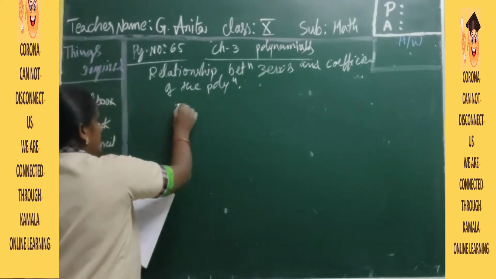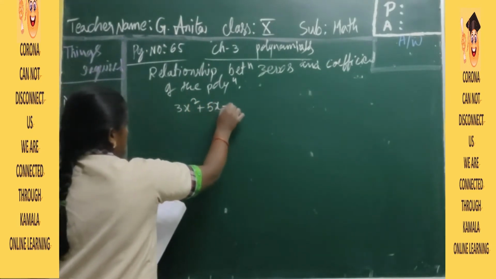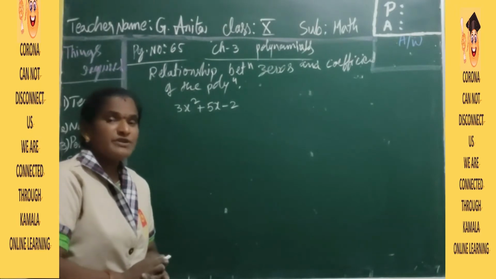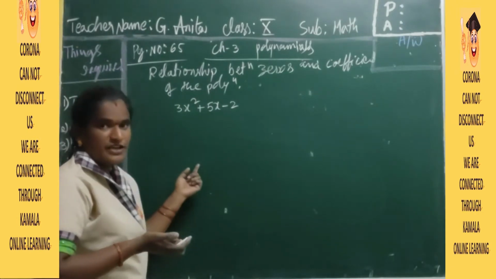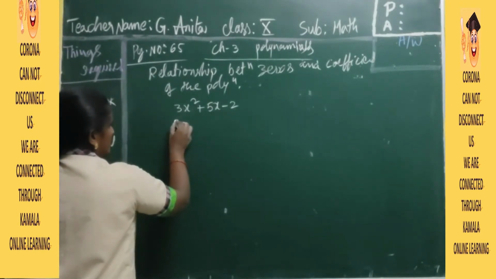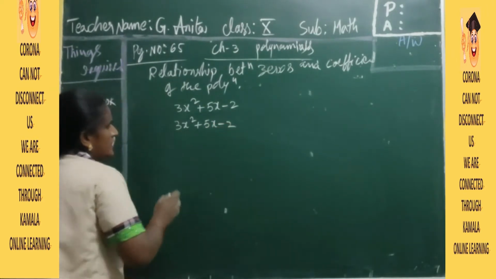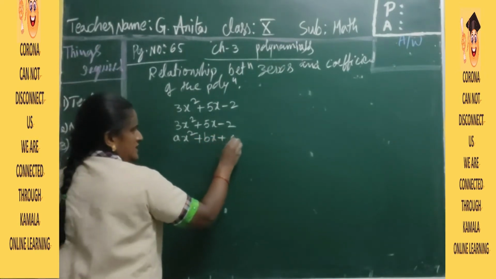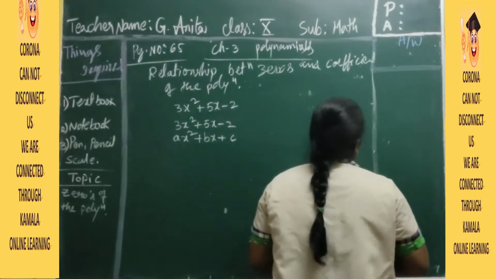I am taking 3x square plus 5x minus 2. This is one example. Here we need to find out the relation between zeros and coefficient of the polynomial. How are we going to find it? First do the factorization method. 3x square plus 5x minus 2 is in the form of ax square plus bx plus c. Do it in rough space; you have to maintain rough space also in your class notes.